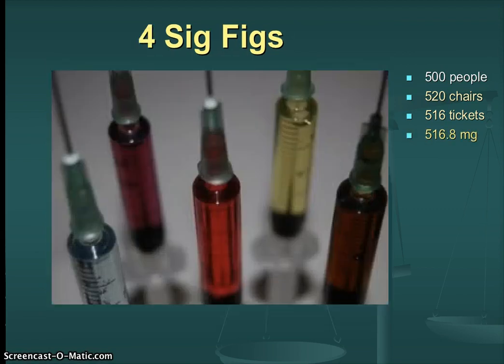4 sig figs, we're no longer counting heads. 4 sig figs is something that we have to measure really, really precisely, like dosage in medicine. The reason you always get weighed when you go to the doctor's office, even when you're going in there for a headache or a broken wrist, is so they can calculate the exact dosage of medicine to give you for your body size and weight.